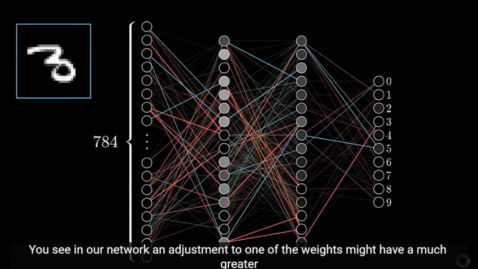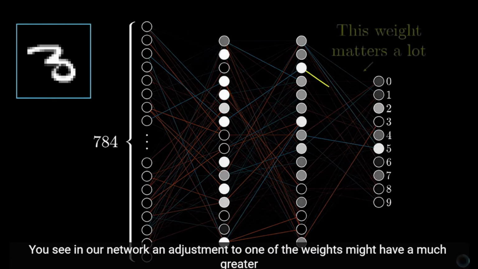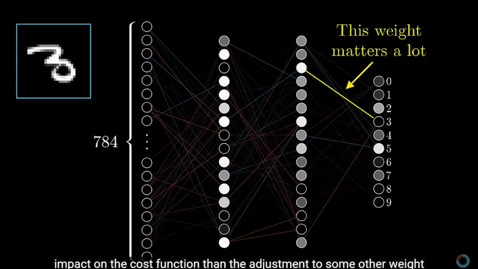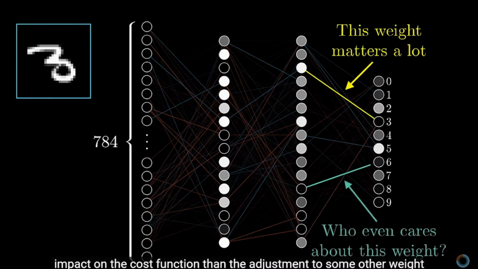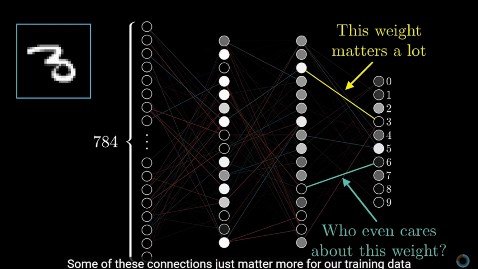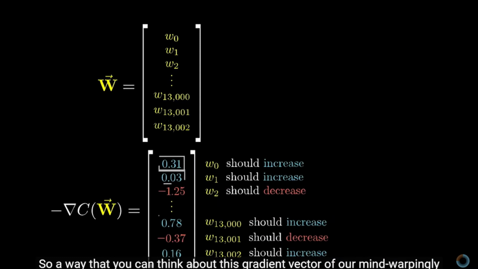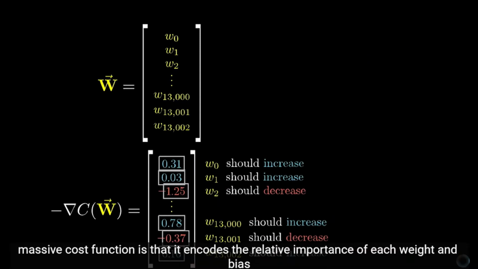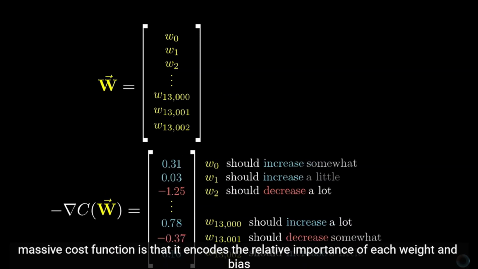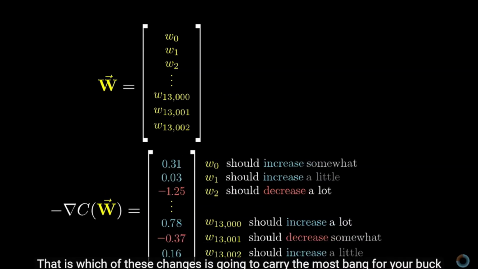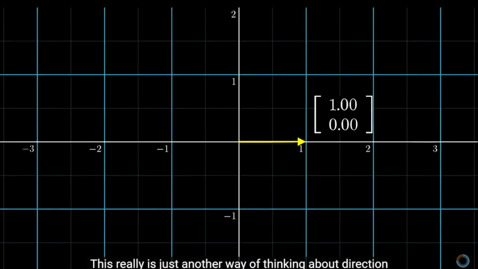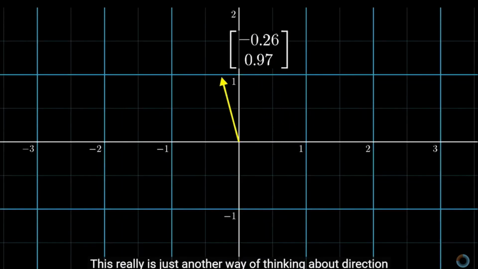You see, in our network, an adjustment to one of the weights might have a much greater impact on the cost function than the adjustment to some other weight. Some of these connections just matter more for our training data. So a way that you can think about this gradient vector of our mind-warpingly massive cost function is that it encodes the relative importance of each weight and bias. That is, which of these changes is going to carry the most bang for your buck. This really is just another way of thinking about direction.